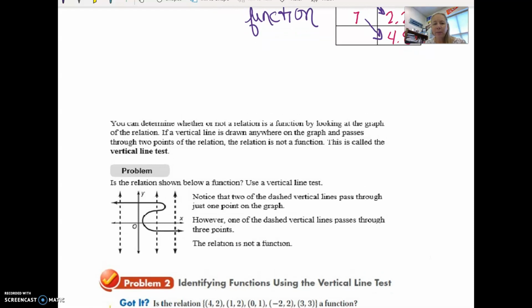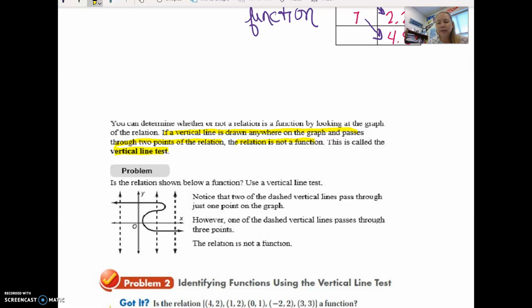Now, in this example, again, I'm just going to highlight some information. So I'm going back to my highlighter. You can determine whether or not a relation is a function by also looking at the graph. If a vertical line is drawn anywhere on the graph and passes through 2 points of that relation, then it cannot be a function. So this is called the vertical line test.